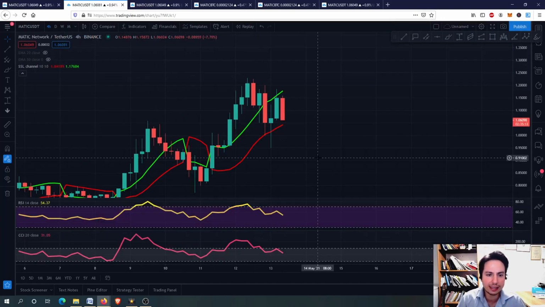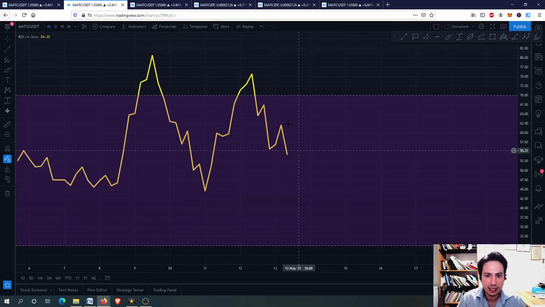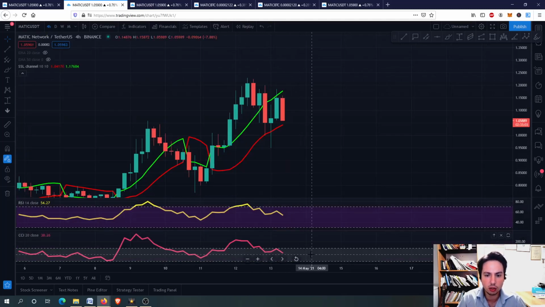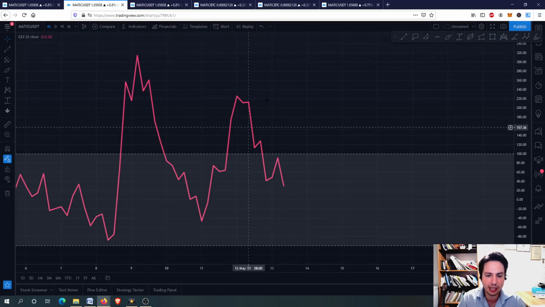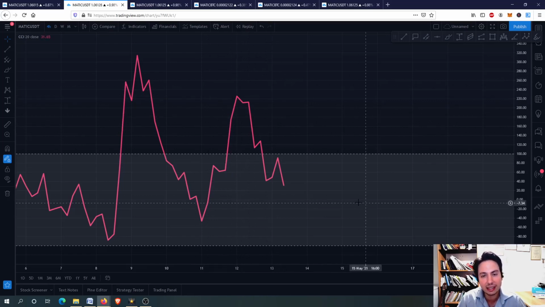Let's go to the MATIC against USDT in the RSI, the commodity channel index, and you can see here we had high risk on the 4-hour frame, therefore we are correcting a little bit right now. According to the commodity channel index, it was the same. We had high risk overbought situation right here. That's why I told you guys in the previous video we might correct a little bit.